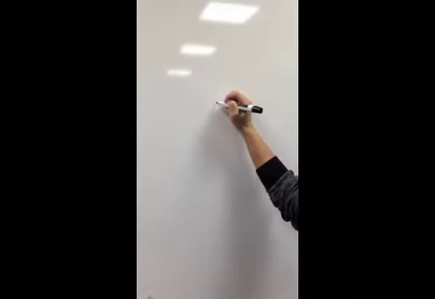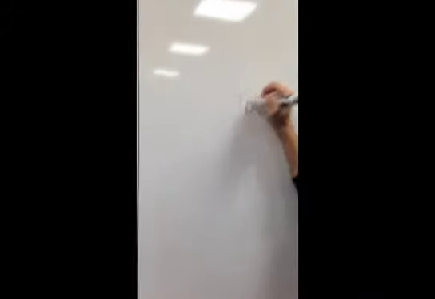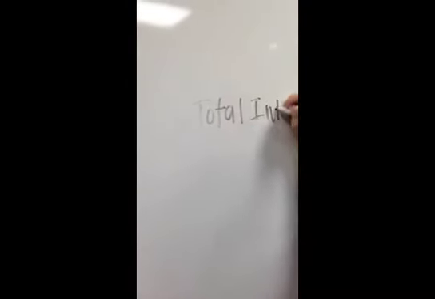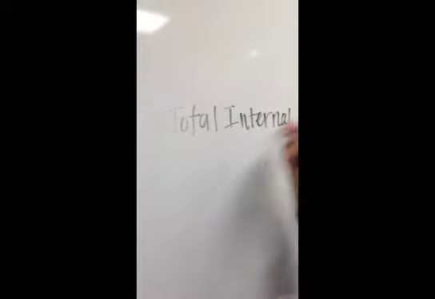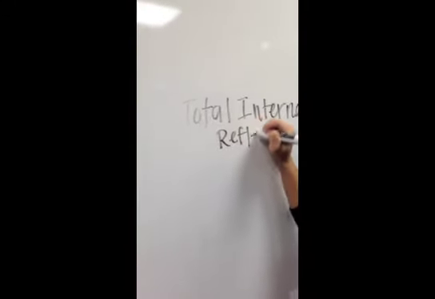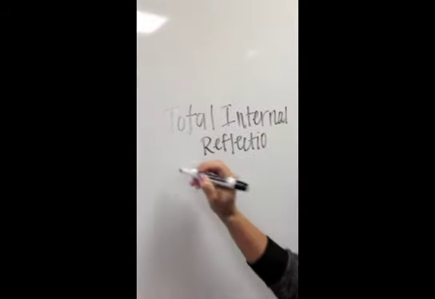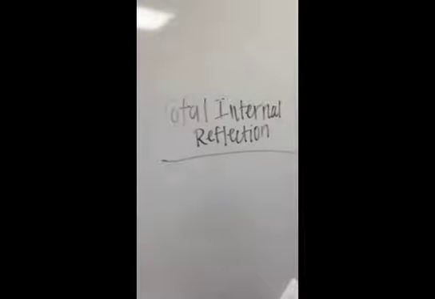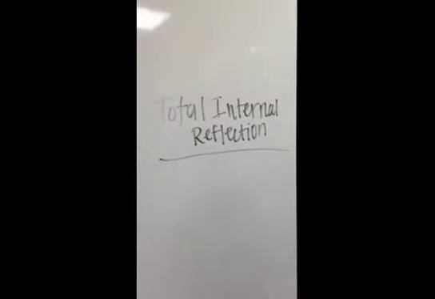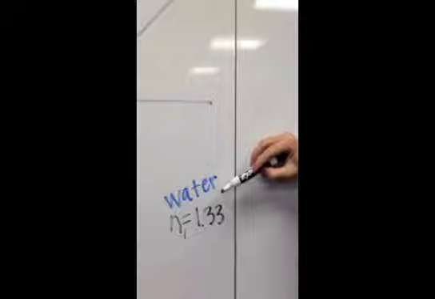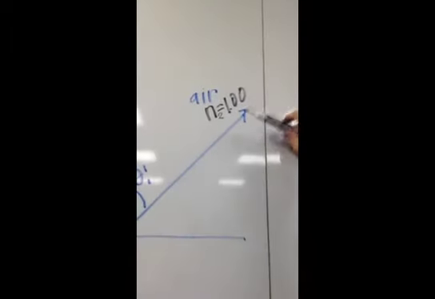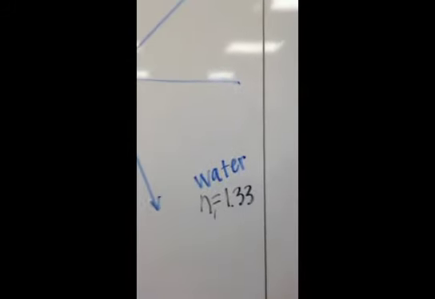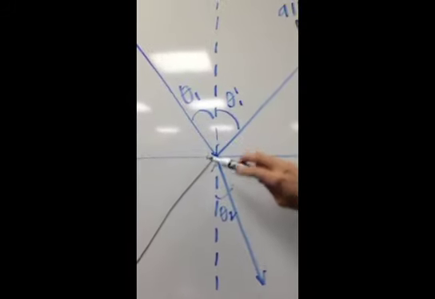Okay, so what this whole experiment is about is total internal reflection, which occurs when light encounters the boundary between a medium of a higher index of refraction, which is your water, and your lower index of refraction, which is your air. And that's when your angle of incidence is greater than or equal to your critical angle.